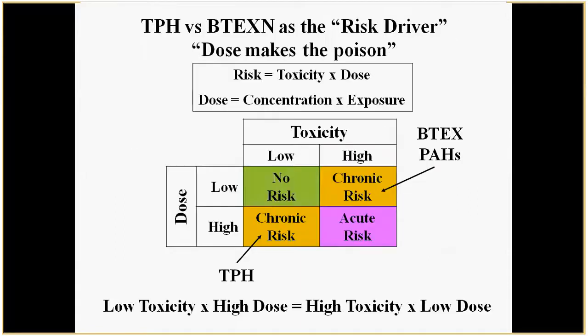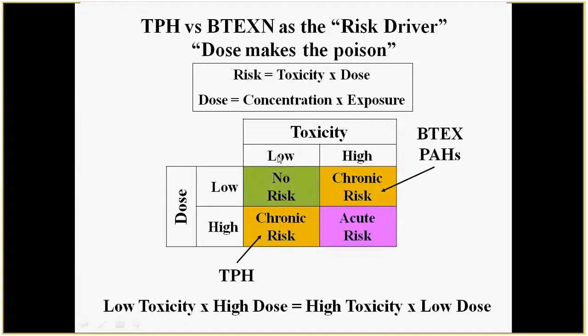So this is where it comes down to risk drivers. TPH versus BTEX as risk driver. A key thing to remember here is that dose makes the poison. And remember, risk is equal to toxicity times dose, not just the toxicity. So you can have a compound that has a high toxicity, let's say it's benzene, and a low dose can pose a long-term chronic risk, a high risk.